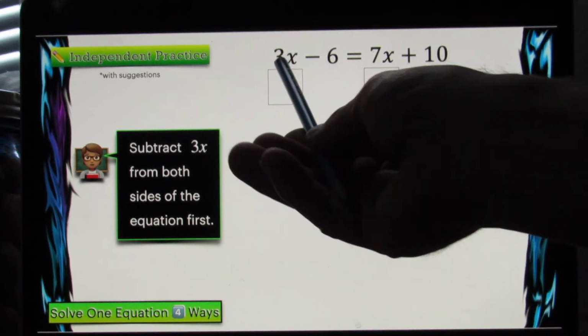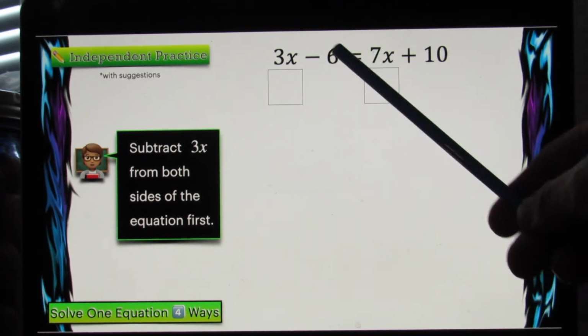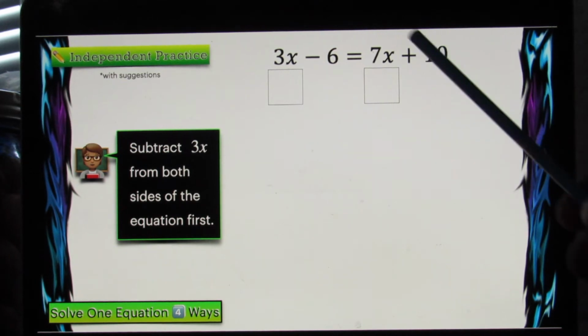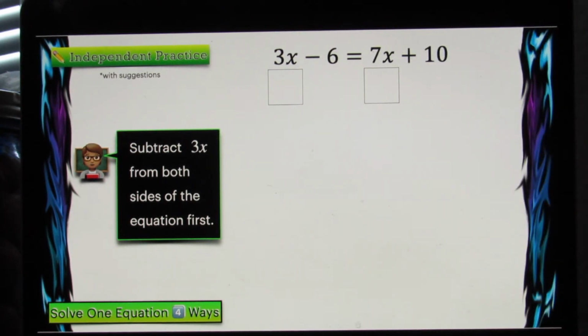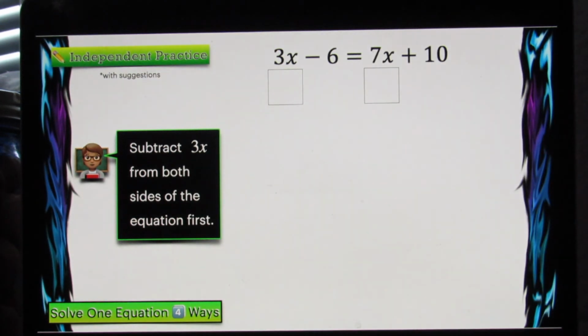I don't have any like terms here. I don't have any like terms here. So my first step is to move one of the 4 terms in the equation. And you really literally could get rid of the 6 or the negative 6, get rid of this 10, get rid of the 7x, or get rid of the 3x. This teacher here is telling us to subtract 3x from both sides. And we're going to wind up with negative 6 equals 4x plus 10. We can go from there.